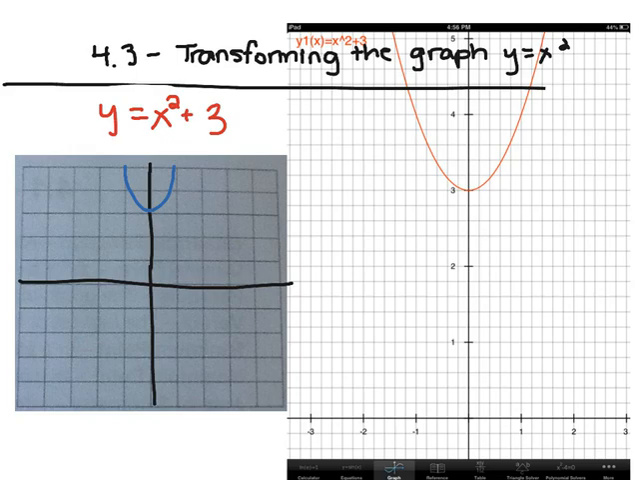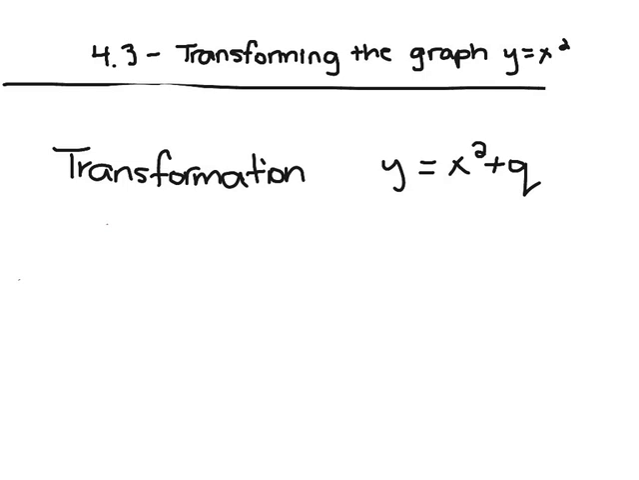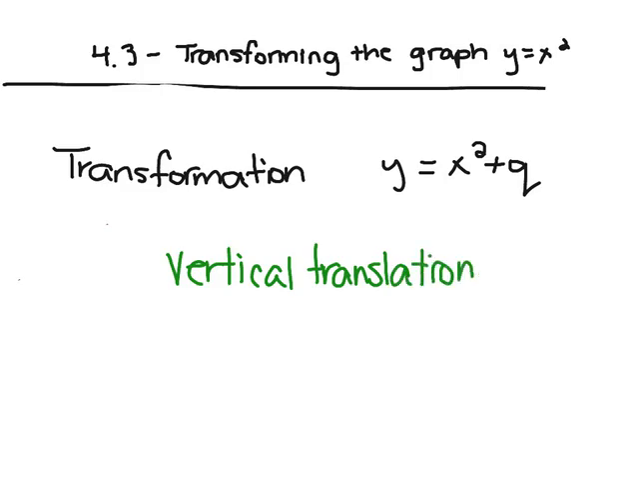What you might notice now is that whatever value is added onto the x squared is going to change whether it goes up or down. We'll test that by checking the last one. When you type this into your calculator, it moves 2 down. So when you're transforming y equals x squared plus q, we know that it is a vertical translation of q units. However much that q is that you're adding on, that's how many units you're moving up or down.